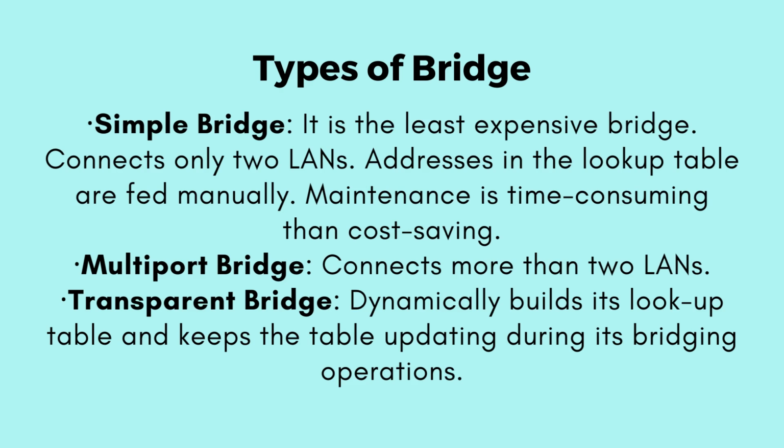Types of bridge. Simple bridge. It is the least expensive bridge. Connects only two LANs. Addresses in the lookup table are fed manually. Maintenance is time-consuming rather than cost-saving. Multiport bridge. Connects more than two LANs. Transparent bridge. Dynamically builds its lookup table and keeps the table updated during its bridging operations.